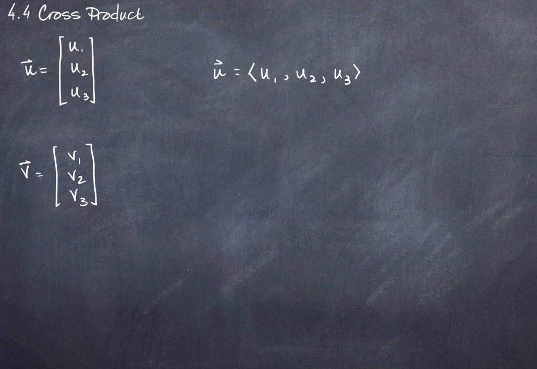But I've chosen to use this form instead of this form because as I go into an explanation as to how to find the cross product of two vectors, this form is more convenient for copying them into the sort of template that you need to do that. So with that said, where your textbook says A1, A2, A3, or U1, U2, U3 in this form, I'm going to use this form throughout this video.